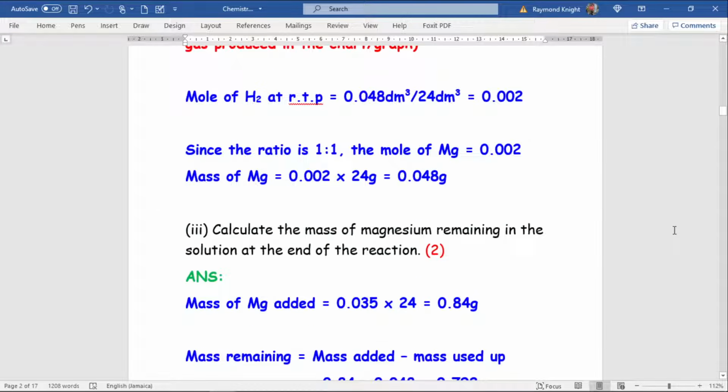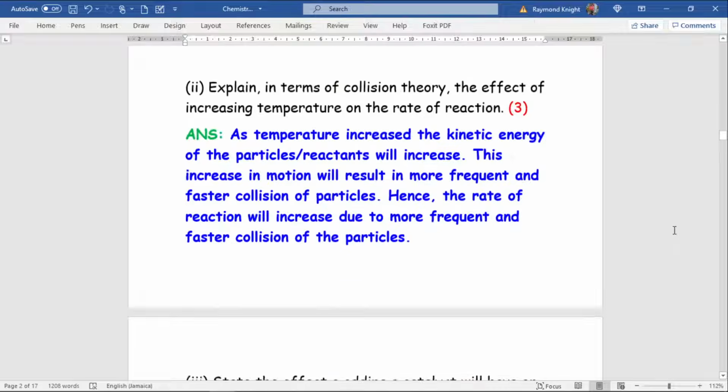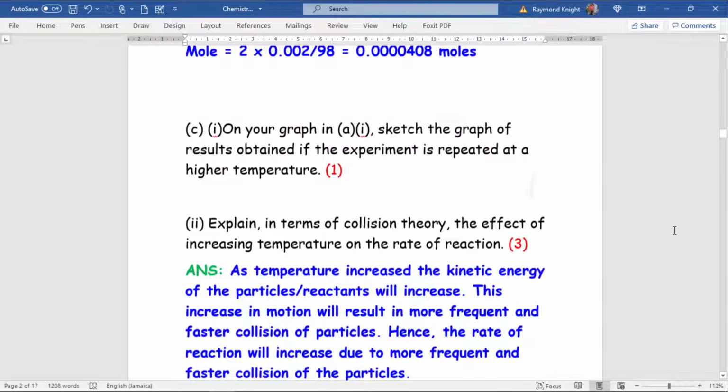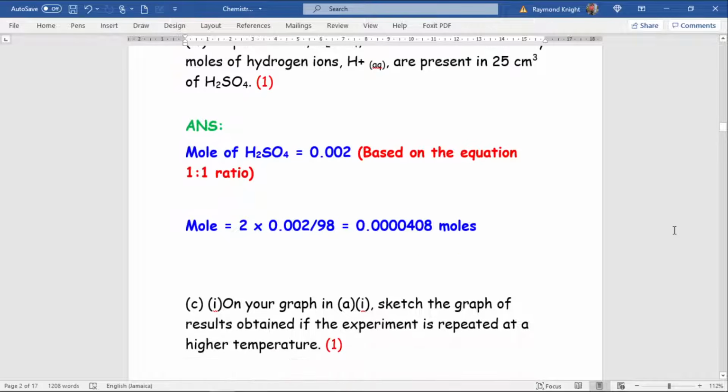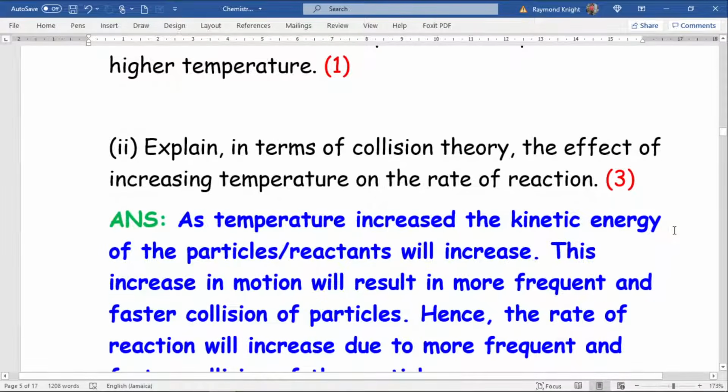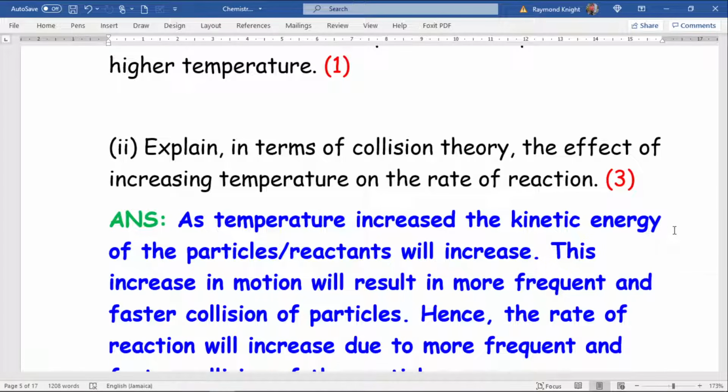I know this paper 3 may take a little bit of time because of the length of responses and the explanation. So we have just finished that. Now for part 2, let me give you some more zoom on this. It said explain in terms of collision theory the effect of increasing temperature on the rate of reaction.